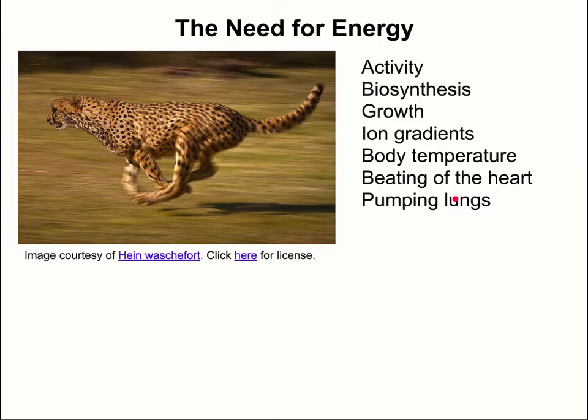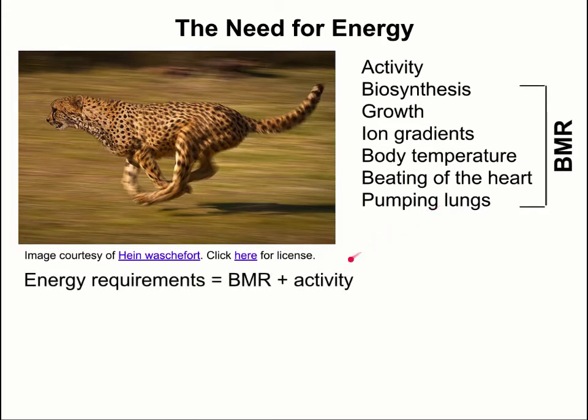Putting this all together, an organism's total energy requirements is equal to its basal metabolic rate, or BMR, plus activity. Basal metabolic rate is all the things I just mentioned. It's basically your energy requirements when you're sitting still and not doing anything, and it accounts for 75% of your body's energy requirements. Activity accounts for the other 25%.